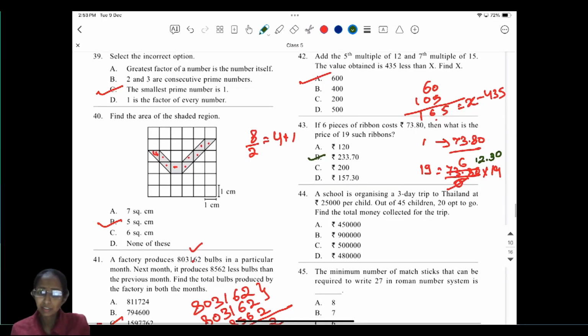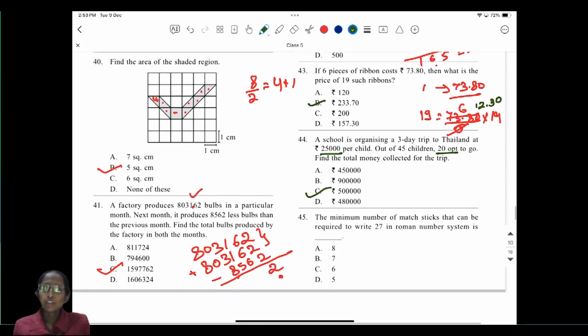A school is organizing a 3-day trip to Thailand at 25,000 per child. Out of 45, 20 opt to go. Find the total money collected for the trips. So 20 students will be paying 25,000 each. That means it is just 25,000 into 20, which is 5 lakhs.